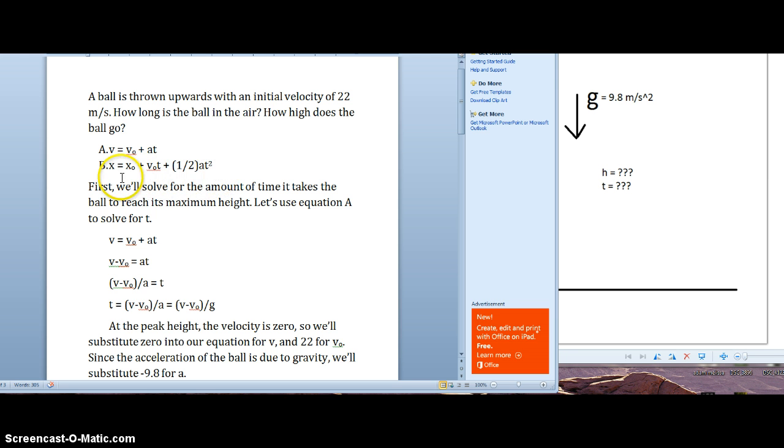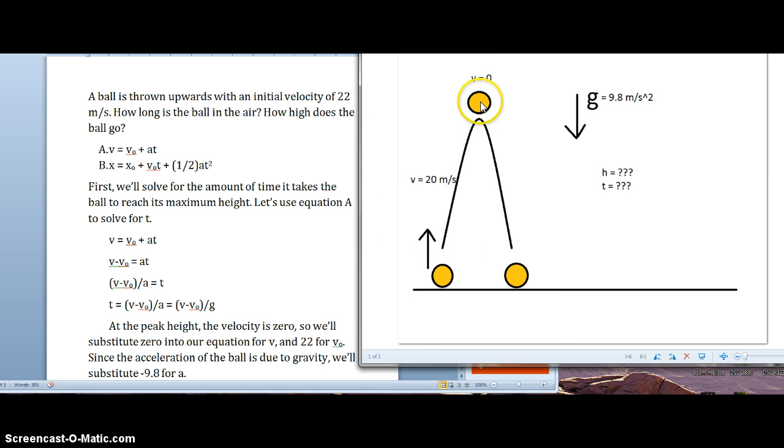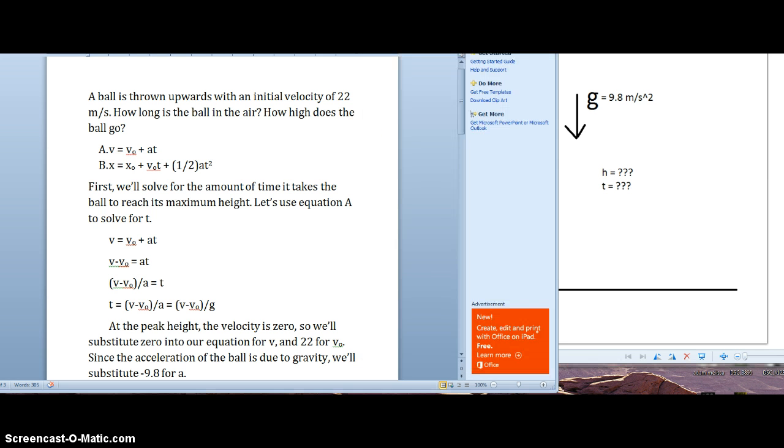And if you were to check all the units, for this first one we have velocity equals velocity plus velocity, and for this one we have distance equals distance plus distance plus distance, so the units all cancel each other out. So first we'll solve for the amount of time it takes the ball to reach its maximum height, this height h right here. And we're going to use equation A, this first one, using velocity. It's going to find the time it takes to reach h.